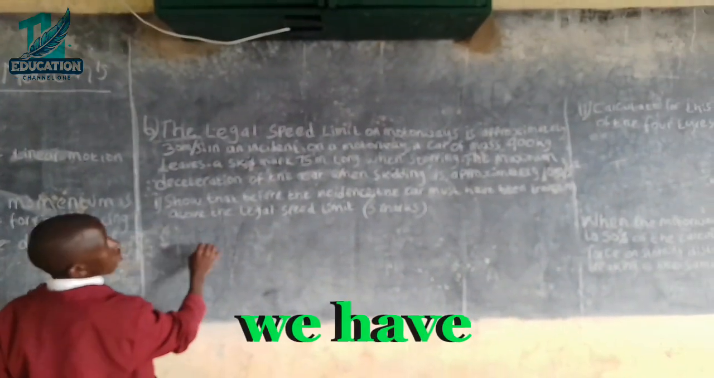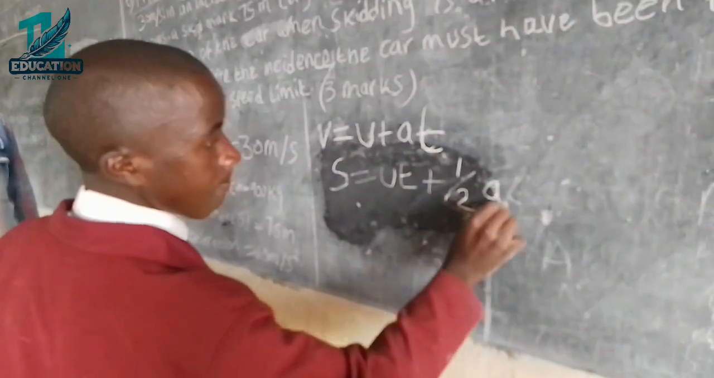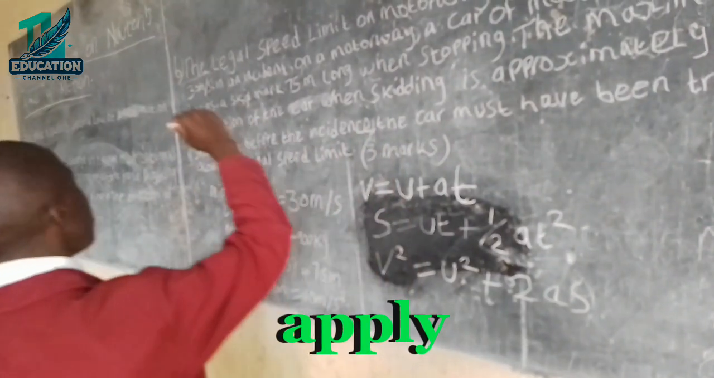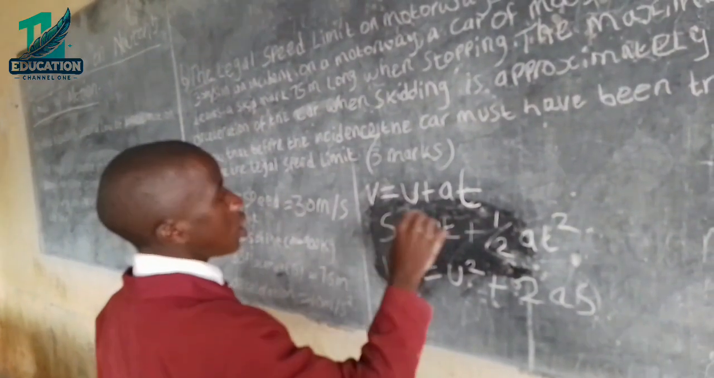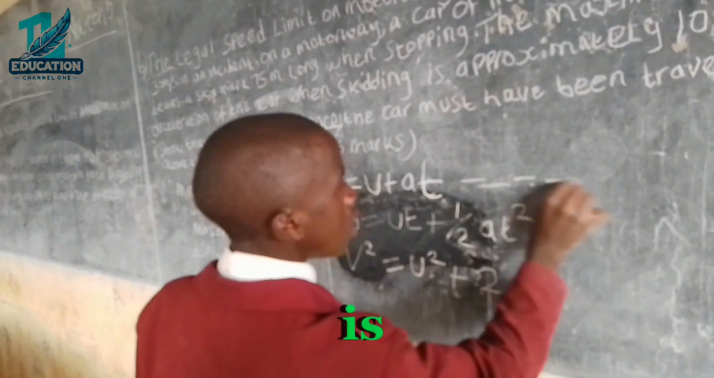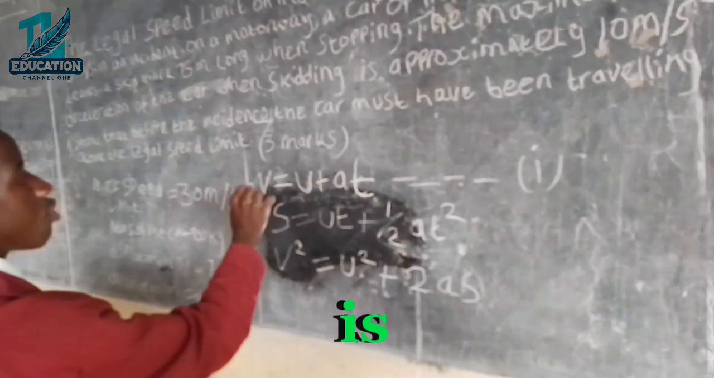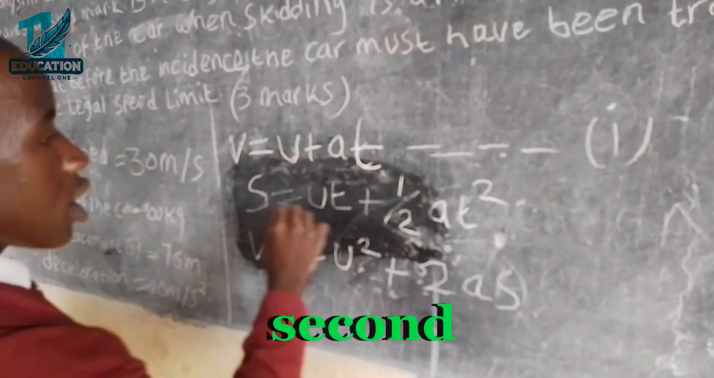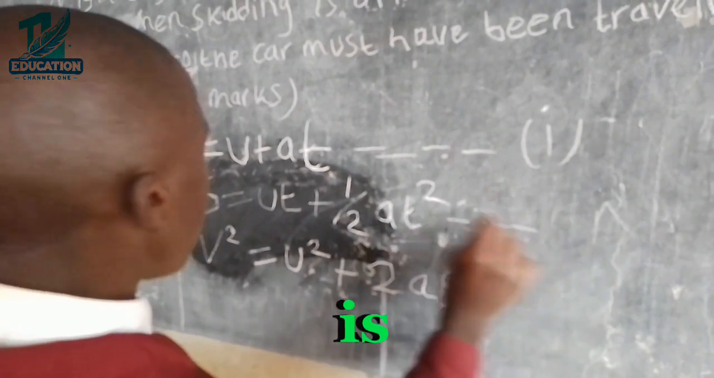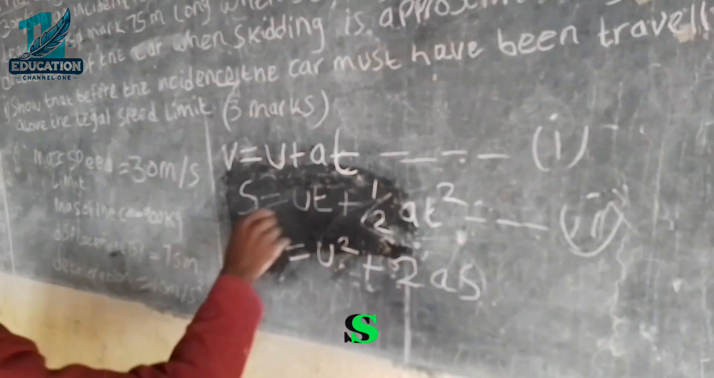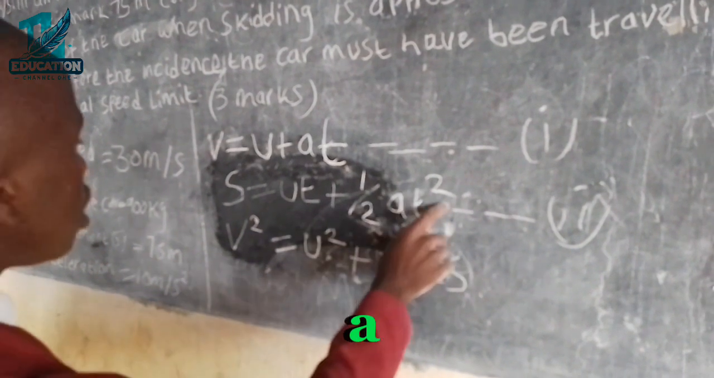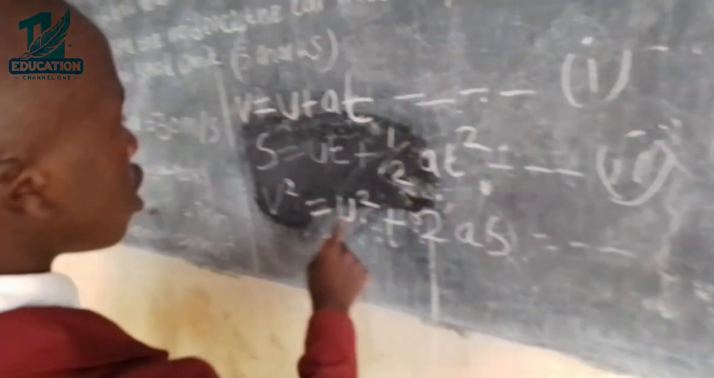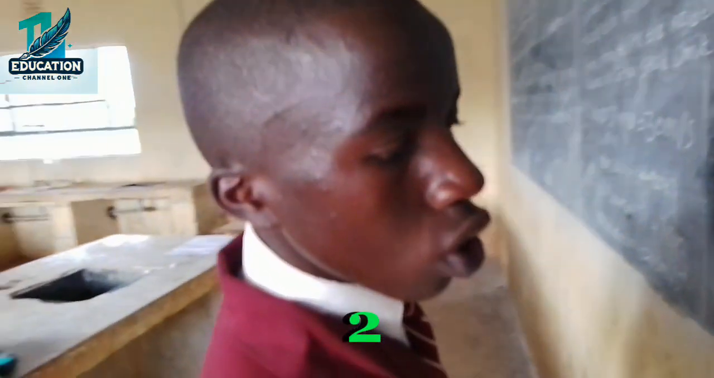Now, we are going to apply the equations of linear motion. So our first equation is V is equal to U plus AT. The second equation is S is equal to UT plus half AT squared. And the third equation is V squared is equal to U squared plus 2AS.